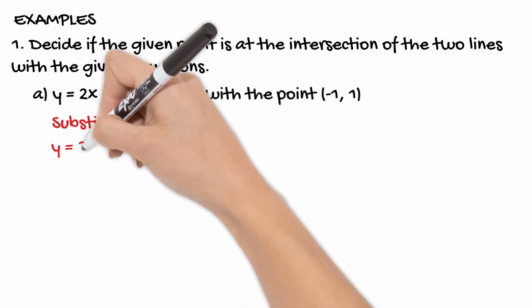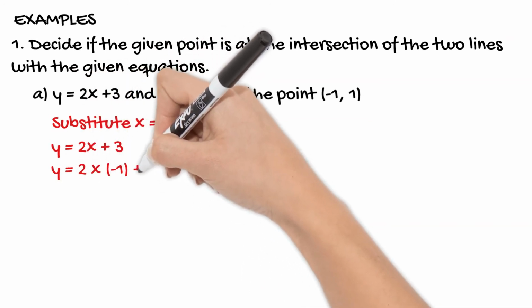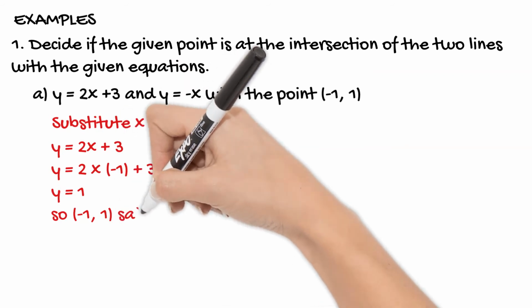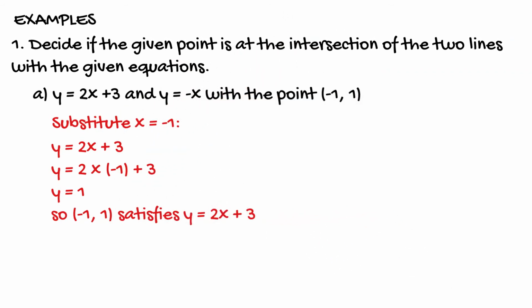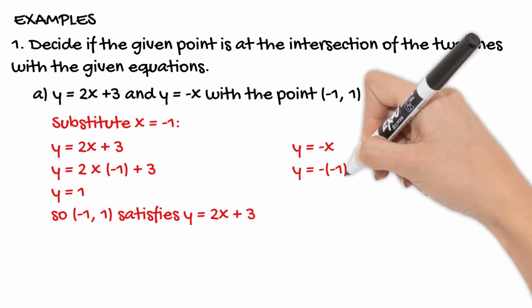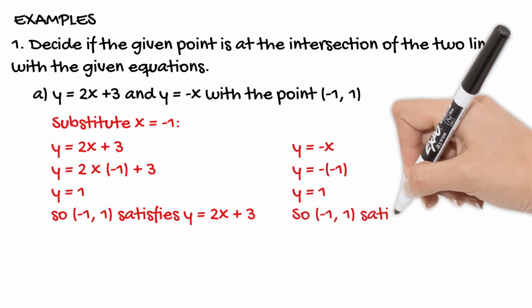Substituting x equals negative 1 into y equals 2x plus 3, we've got y equals 2 times negative 1 plus 3, which gives us 1. That means the point negative 1, 1 satisfies that equation. Subbing our x value into our other equation, y equals negative x, we get y equals negative of negative 1, which is, of course, positive 1. So that point satisfies that equation as well.